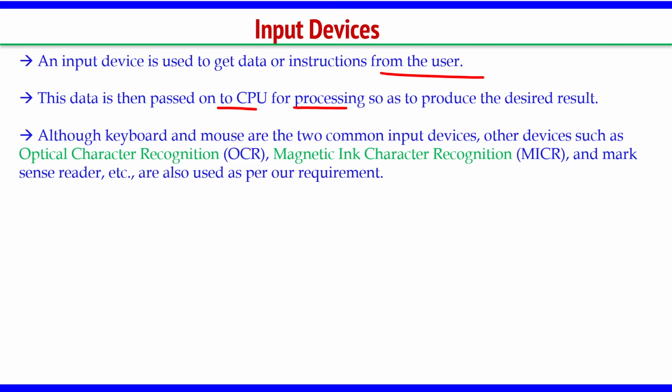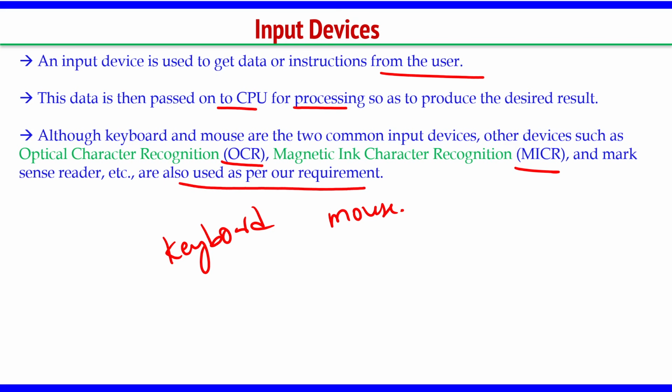Keyboard and mouse are very commonly used input devices. Other devices like optical character recognition OCR, magnetic ink character recognition MICR, mark sense reader etc. are also used as per our requirement. So, we will see in detail about all these things.